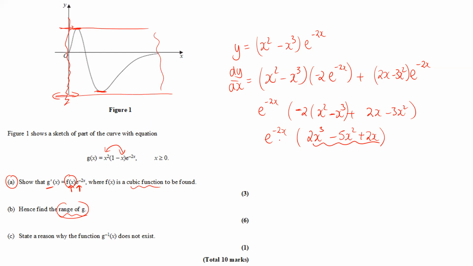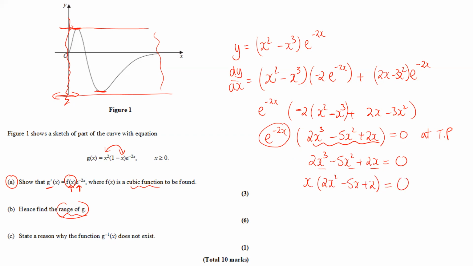So again, we've differentiated, it's forced us to take that e to the minus 2x out, and then if we equate this to 0 at the turning points, when's that going to happen? It's not going to happen when the e function, because that can't equal 0. It's only going to happen when the 2x cubed minus the 5x squared plus 2x is equal to 0. So how we're going to solve this is we're going to see that we've got an x in each term. So take x out: 2x squared minus 5x plus 2. And then these two things times together equal to 0.